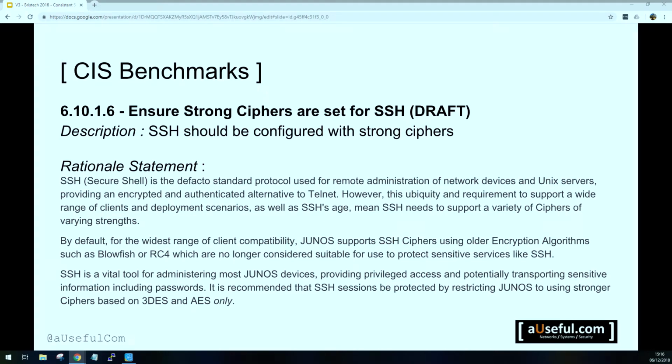So here, we're going to explain what SSH is a little bit and why it supports a huge range of possibly not so good ciphers, and the fact that a lot of those ciphers we consider to not be suitable for managing a sensitive system anymore. In this case, the current recommendation is that we should restrict at level 1 to using just triple DES or AES-based ciphers only. We're then going to give you an audit procedure.